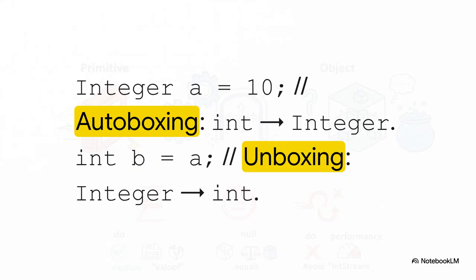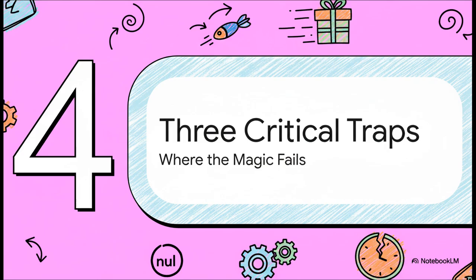And when you look at it in the code, it's so clean you might not even notice it's happening. You can just assign a primitive to an object variable, and vice versa. The compiler handles all the messy details. But that convenience, that's where the danger is hiding. So, this brings us to the most important part of this whole thing, the three critical traps where this compiler magic completely breaks down. Let's walk through them, so you can learn to spot them and avoid them for good.